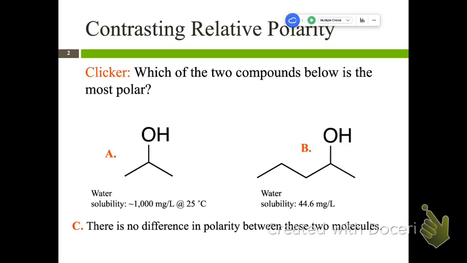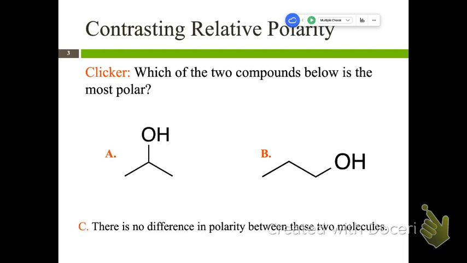So I agree that while they look like they might have similar abilities to hydrogen bond with each other, that extra added greasy part, the carbon and hydrogen, is going to have a big impact. What about these two?